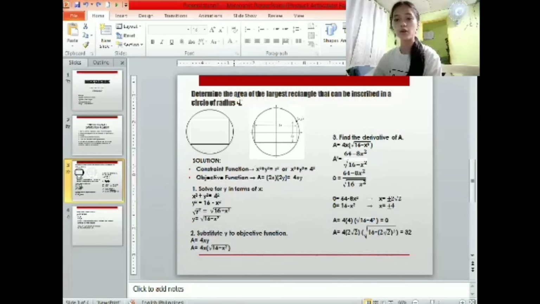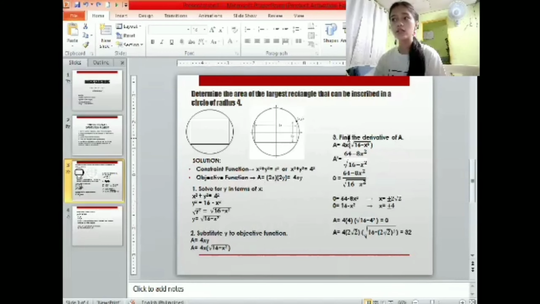Step 1: Solve for y in terms of x. x squared plus y squared equals 4 squared. This will be the constraint function. And y squared is equal to 16 minus x squared, because we're gonna solve for y. So the final will be y equals the square root of 16 minus x squared. Step 2: Substitute y into the objective function. So our objective function is A equals 4xy. A equals 4x times y, which is the square root of 16 minus x squared.